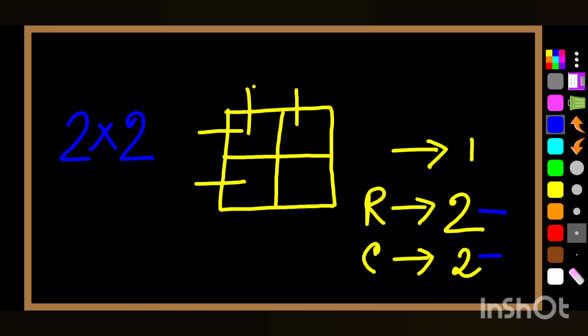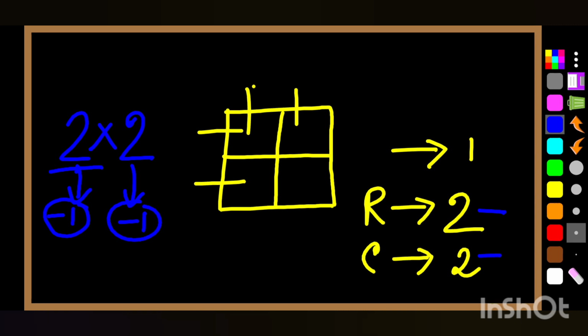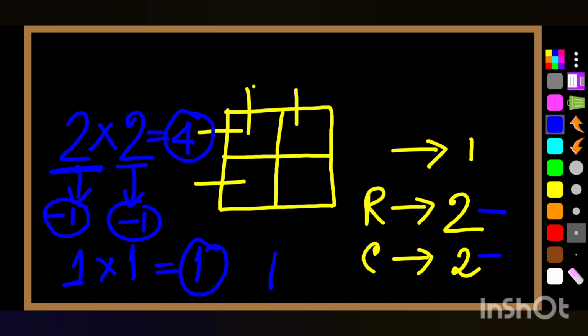Then exactly in the same way we will decrease both of these numbers by 1. Here also by 1. So after subtracting 1 from these two we will get 1, and after subtracting 1 again from these two we will get 1 again. So what total number are we getting? Here we are getting 4, and here after multiplying we are getting 1. So in total we are getting 4 plus 1, that is 5. Now let's take another example.